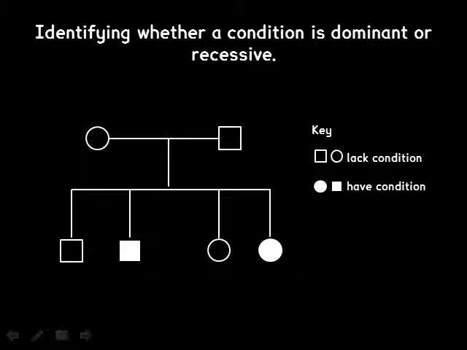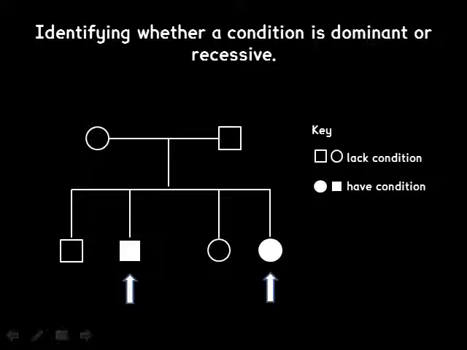In this pedigree diagram, you can see that two parents who lack a particular condition have given rise to two children who also lack the condition, and also two children who have the condition. The key tells us that the shaded boxes represent those with the phenotype of the condition. What you're not told is whether the condition is dominant or recessive.